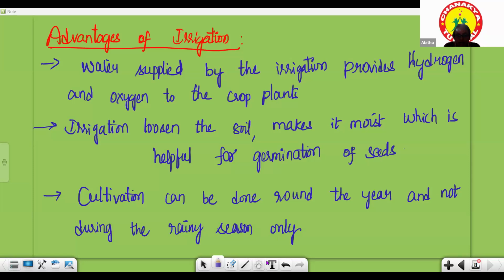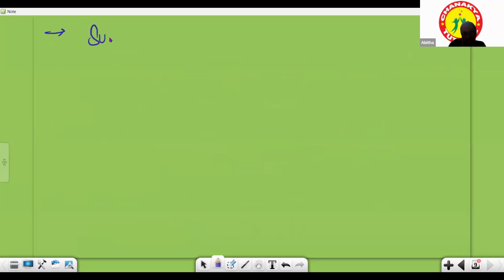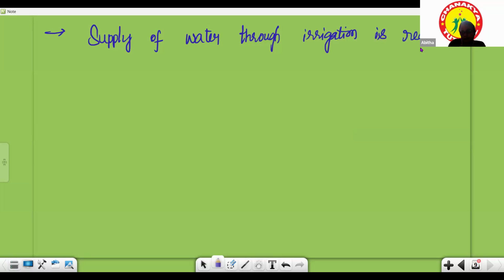Next, supply of water through irrigation is regular and reliable.